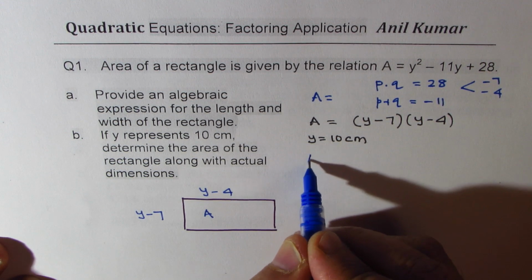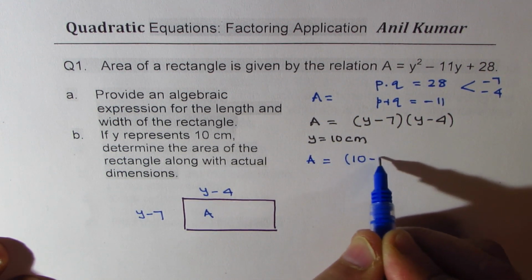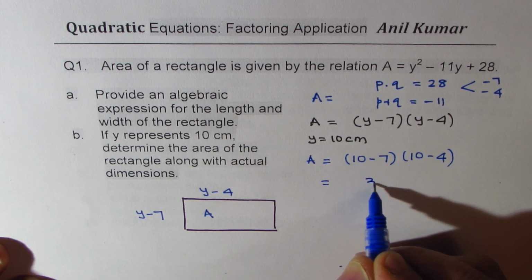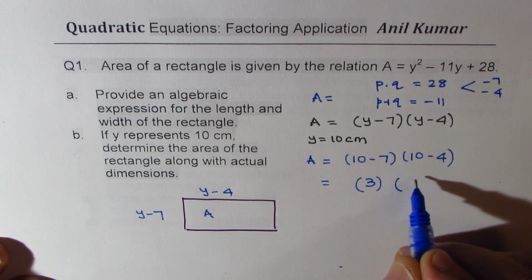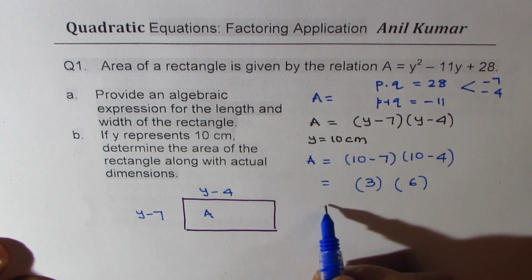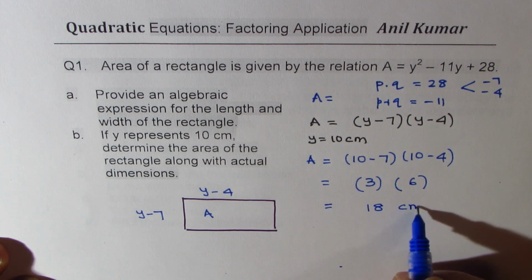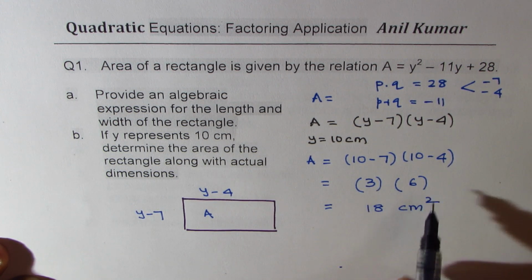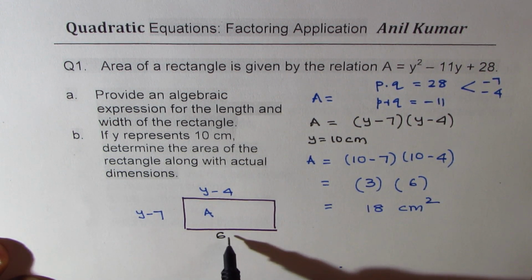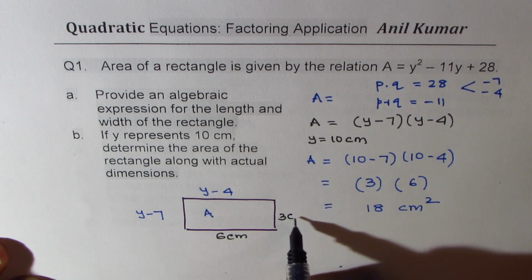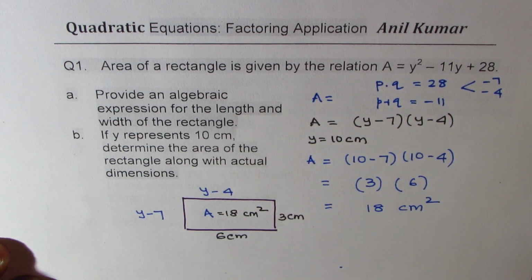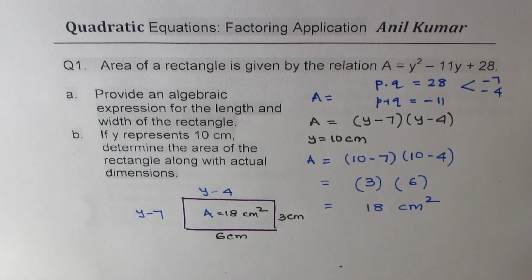So let's substitute 10 here. We get 10 minus 7 times 10 minus 4. Now 10 minus 7 is 3 and 10 minus 4 is 6. The units are centimeters, so the area will be 18 centimeter square, and the dimensions will be 3 and 6. It is very important to write these dimensions also, 6 centimeter and 3 centimeter, the area being 18 centimeter square. Is that clear? If you do all this, then you get full marks. Otherwise, you might lose some.